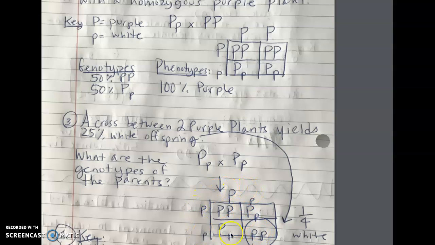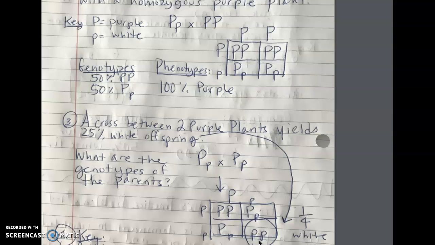If they only had big P's, I would never end up with 2 little p's for my white offspring. In this case, 1 out of 4, or 25% of the time, when you cross 2 heterozygous plants that are purple, you'll get a white offspring. So the recessive trait that was hidden in the parents will come out in the offspring 1/4 of the time when you cross 2 heterozygous.